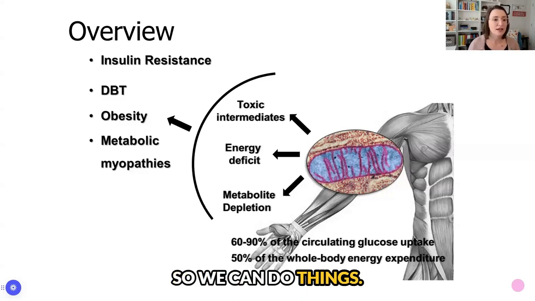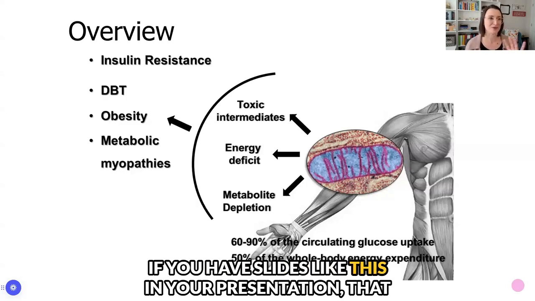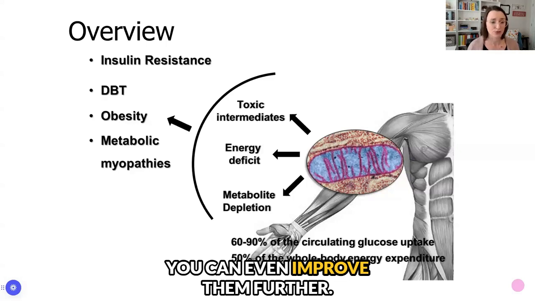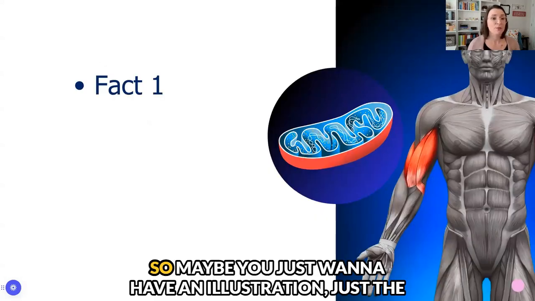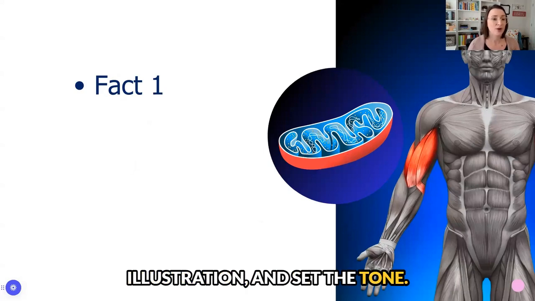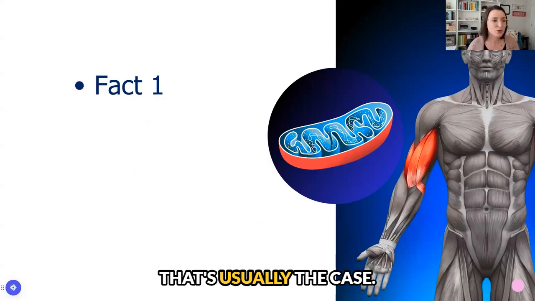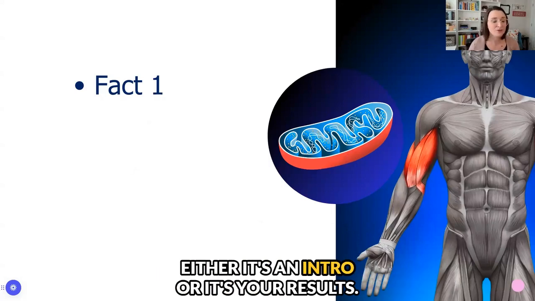So we can do things, if you have slides like this in your presentation that might be somehow effective, you can even improve them further. So maybe you just want to have an illustration, just the illustration, and set the tone. We're going to talk about X, Y, and Z. And you're going to start throwing facts at them, right? That's usually the case. Either it's an intro or it's your results.